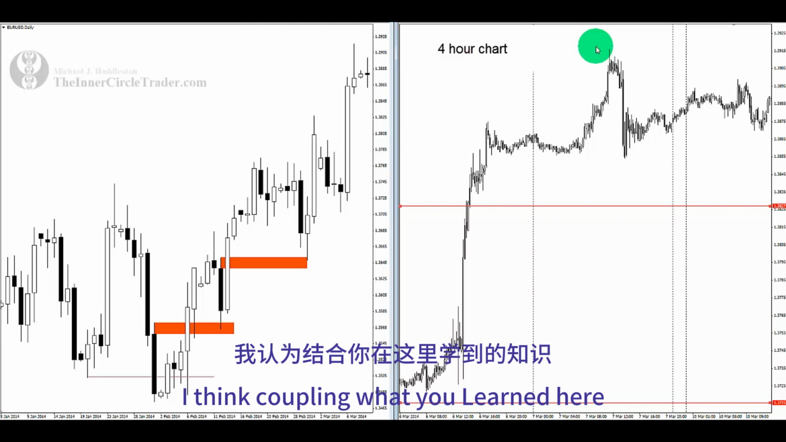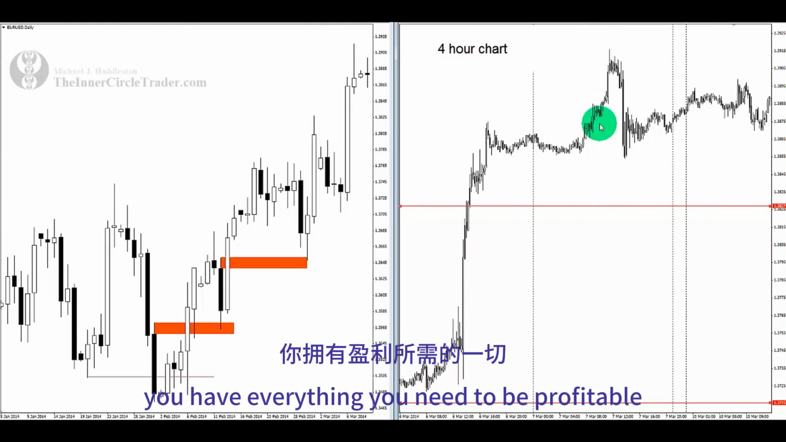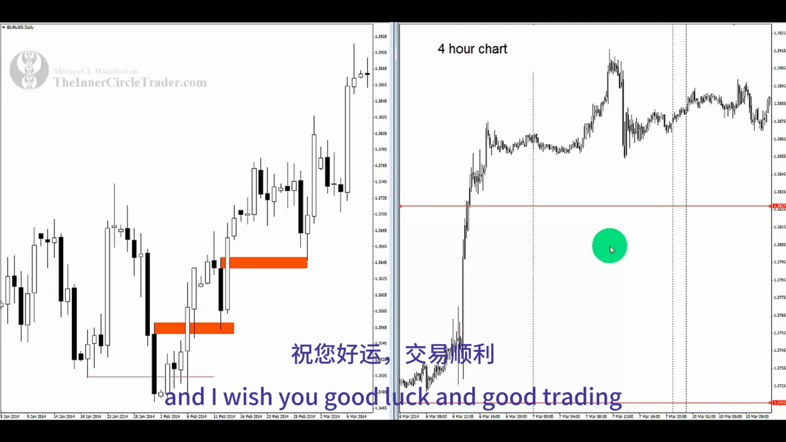I think coupling what you learned here in contrast to everything else that's been shared in the ICT library, you have everything you need to be profitable in your demo trading and your development. And I wish you good luck and good trading.